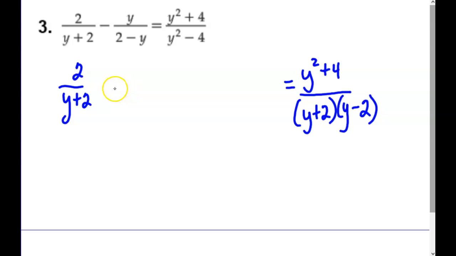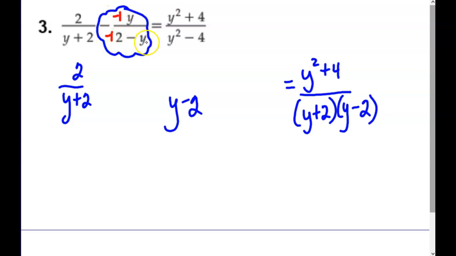So, anybody know what we can do with this guy? I really want our common denominator to be y plus 2 and y minus 2. Does that seem okay? What could we do to change this to a y minus 2? Yeah, if we multiplied it by a -1 top and bottom, this would become a -2 and a +1 and a plus y, and then that's allowed.